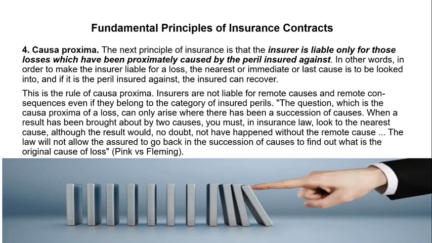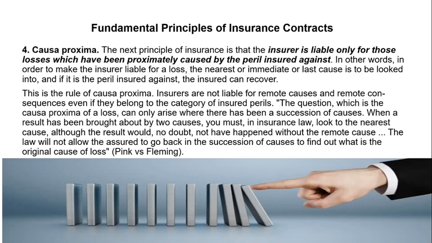A proximate cause is the most dominant or effective cause that set in motion the chain of events that brought about a certain result without the intervention of any other cause or events to break the chain of causation. It is not necessarily the nearest cause in time of the actual loss.